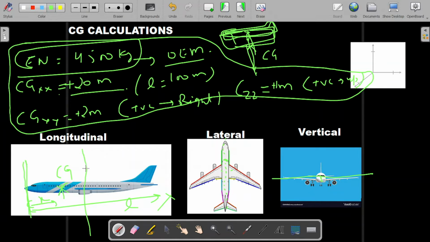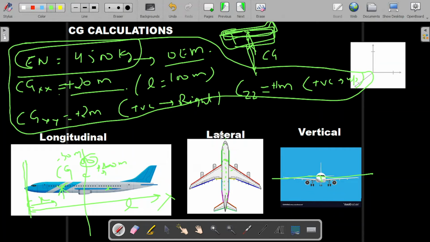If it is at the center, let's say this is the datum, then it will be given as minus 30 meters or plus 20 meters. If this is 00, it could be plus 20 meters mentioned in the manual, or minus 30 meters mentioned in the manual if this is the point. Or if this is the reference, then it will be plus 20 meters, stating the reference is at the nose. Similarly CG in the YY direction and CG in the ZZ direction.